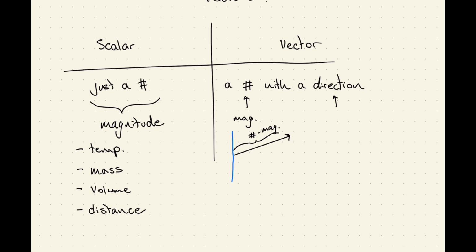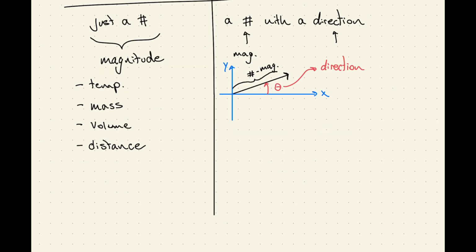So people like using the standard Cartesian plane. If we have an x and y axis, and our vector starts at the origin, which is where the x and y axes intersect, then you can draw this angle from the positive x-axis to where the vector ends, and this angle is the direction. A couple of examples of a vector could be velocity.